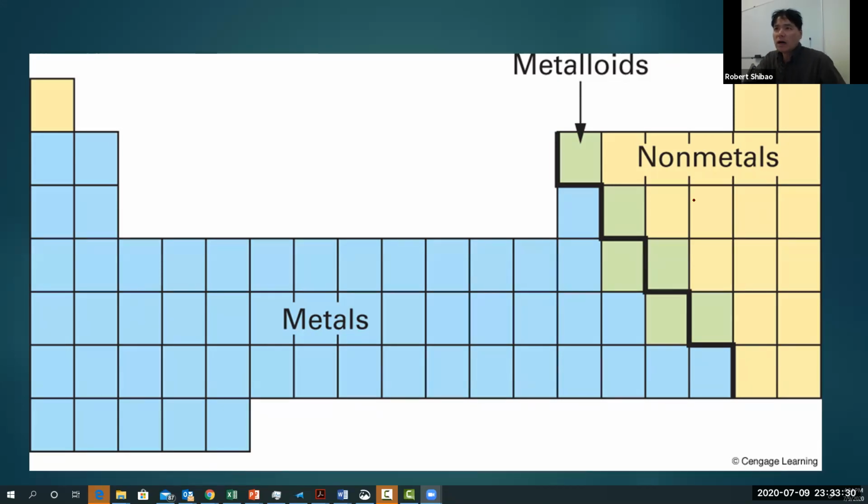One of the properties of non-metals, except for the noble gases, in chemical reactions, is that they like to take electrons. They're oxidizers. Oxidizers like to take electrons. And metals are reducers. Reducers like to lose electrons. But we'll look at that later. That's one characteristic that we could say for those right now.